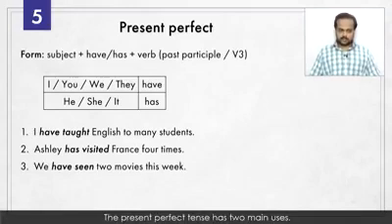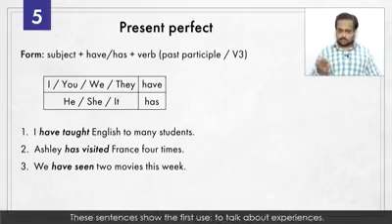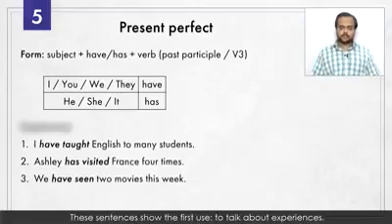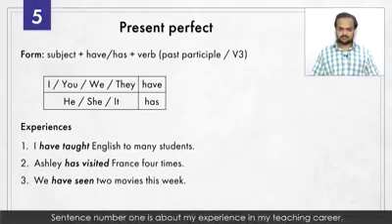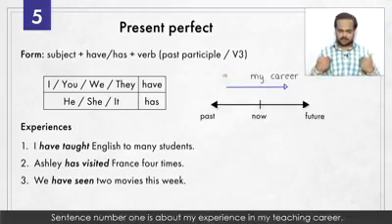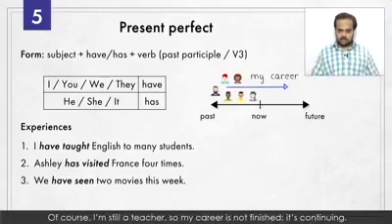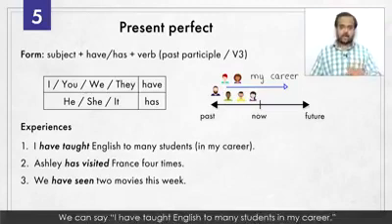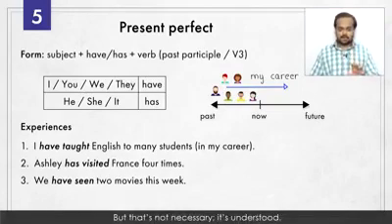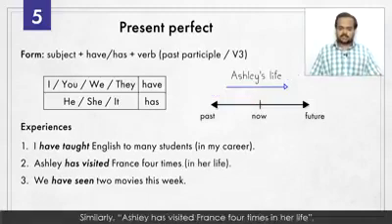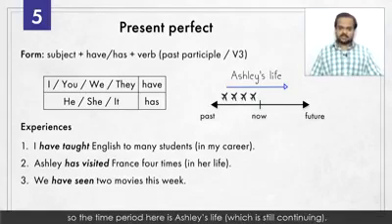The present perfect tense has 2 main uses. These sentences show the first use, to talk about experiences. Sentence number 1 is about my experience in my teaching career. Of course, I'm still a teacher, so my career is not finished, it's continuing. And we can say, I have taught English to many students in my career, but that's not necessary. It's understood. Similarly, Ashley has visited France 4 times in her life. So the time period here is Ashley's life, which is still continuing.